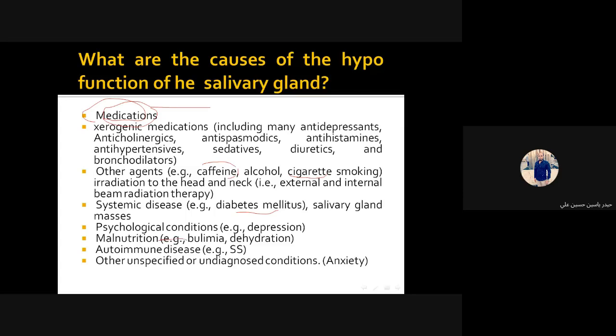Here we could demonstrate the systemic diseases. Even though sometimes the patient complains of an autoimmune disease, which affects the salivary secretion. And after investigating all the organic causes, sometimes we jump to an unspecified or undiagnosed condition, for example anxiety, which affects the salivary secretion. And those patients may complain of dry mouth.